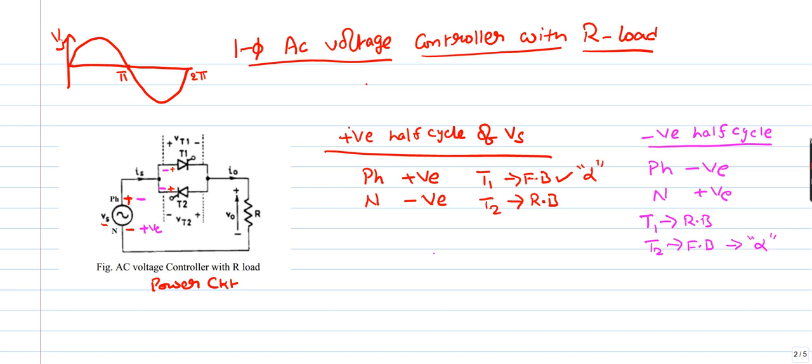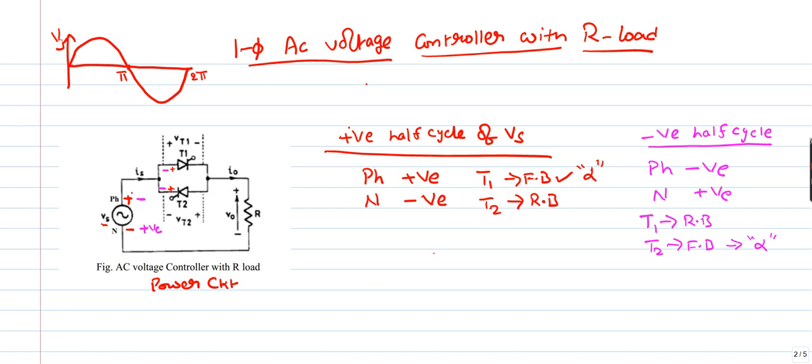If you understand these conditions, we can easily analyze the single phase AC voltage controller. So we'll see the current path when T1 is in on condition and when T2 is in on condition. Let us assume now T1 is in on condition, so that T1 can be replaced with a short circuit.